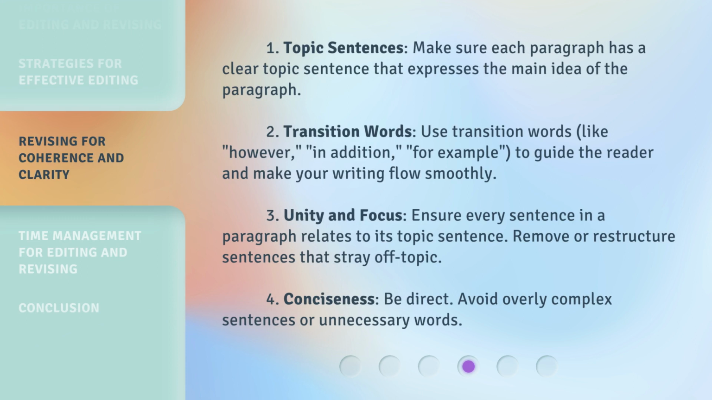1. Topic sentences. Make sure each paragraph has a clear topic sentence that expresses the main idea of the paragraph. 2. Transition words. Use transition words, like, however, in addition, for example, to guide the reader and make your writing flow smoothly. 3. Unity and focus. Ensure every sentence in a paragraph relates to its topic sentence. Remove or restructure sentences that stray off topic. 4. Conciseness. Be direct. Avoid overly complex sentences or unnecessary words.